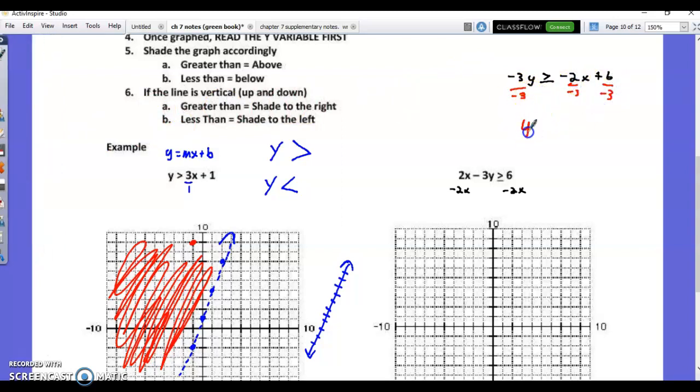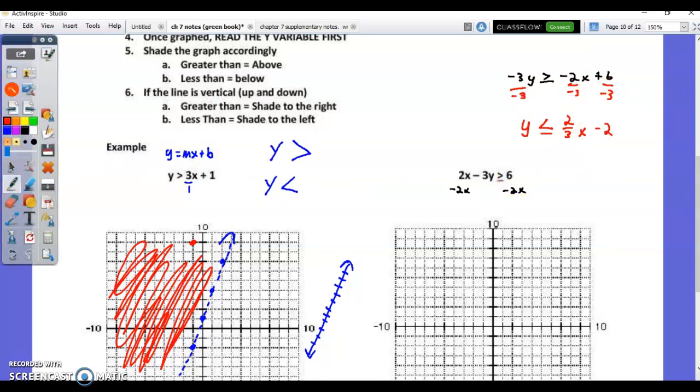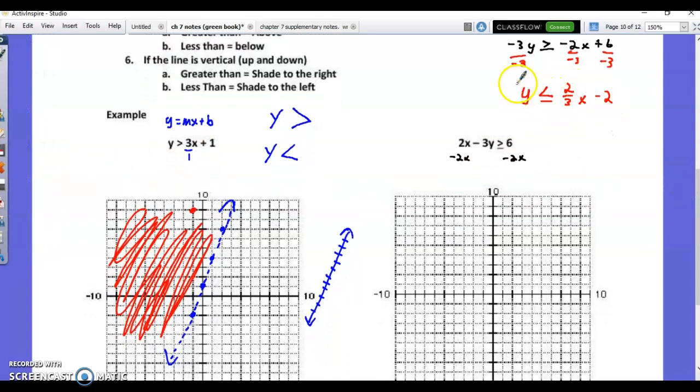So this would give me y, and because I divided by a negative, I have to flip that sign. So less than or equal to. Negative divided by a negative is a positive, so you can leave it as -2 over -3, or you can call it just 2 over 3x. Positive 6 divided by -3 is -2. So now when I graph this line, I'm looking at this now. This is what I need to be able to graph it.